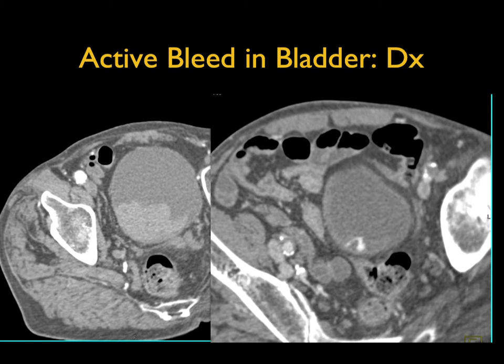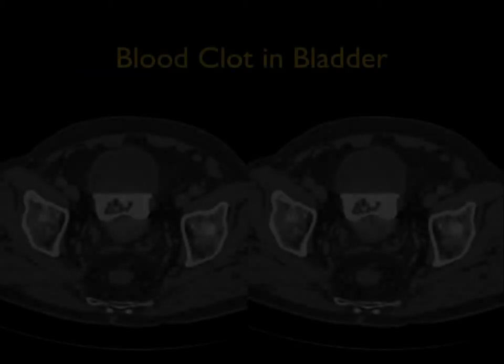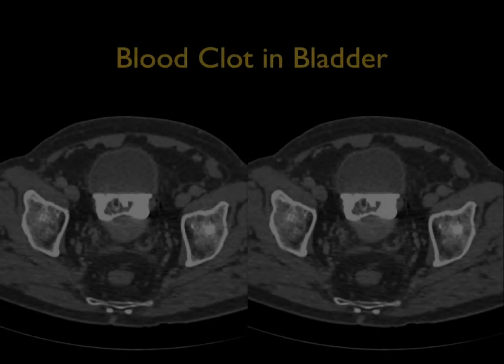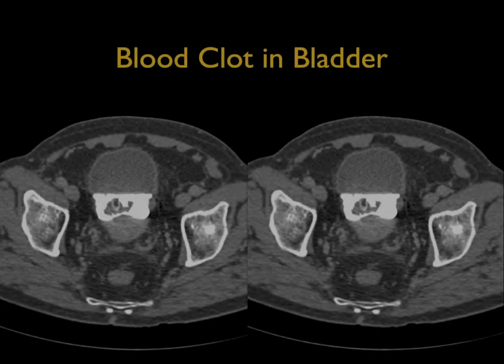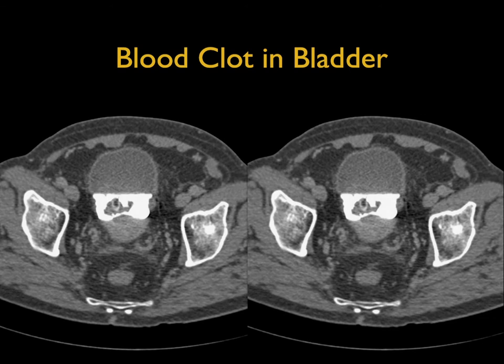You also see active bleeding. So the patient had a small bladder cancer that was actively bleeding. And here it is on the delayed where you see the blood clot. The active extravasation is something you can only see on the arterial phase.